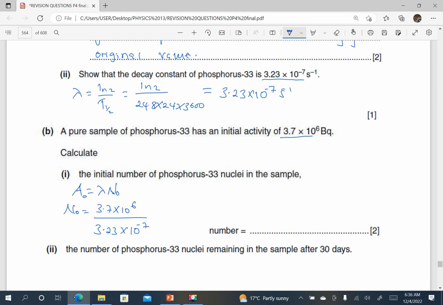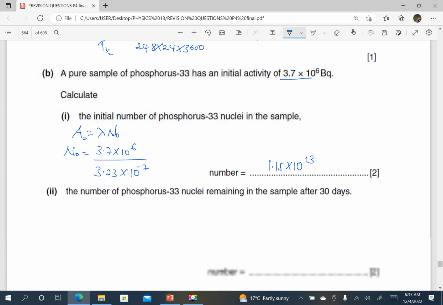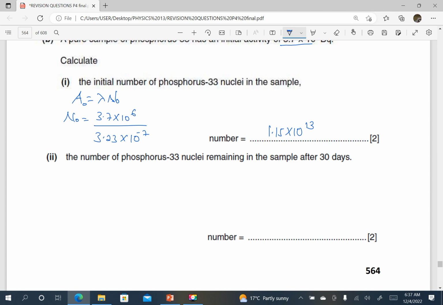So from my calculator, I'm getting 1.15 times 10 power 13. You can also verify. Calculate the number of phosphorus 33 nuclei remaining in the sample after 30 days.